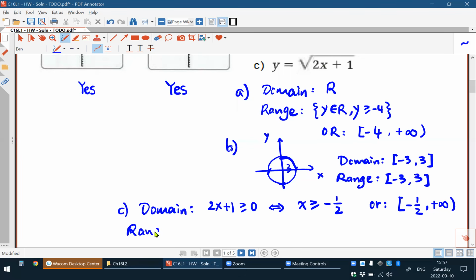Okay, how about the range? Actually, the number under the square root symbol can be any non-negative number, right? The square root of any non-negative number can also be any non-negative number, right? So the range is y belongs to the real number set and y is greater than or equal to 0, right? Or you can also write it like 0 inclusive to positive infinity.